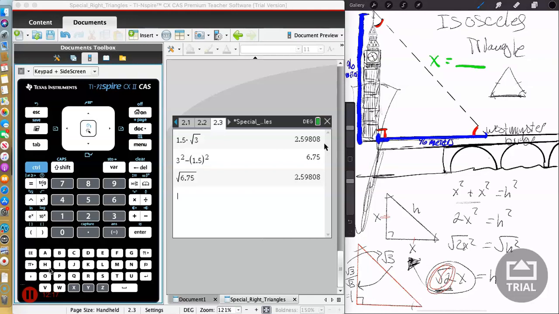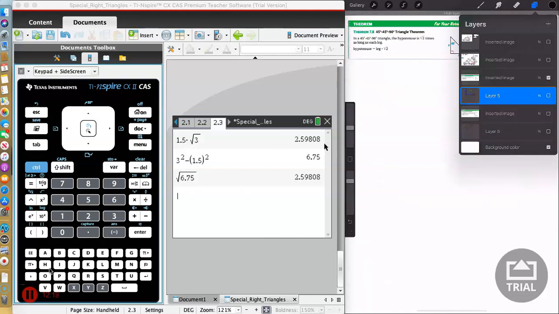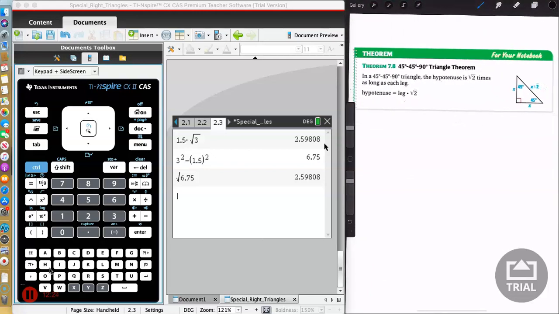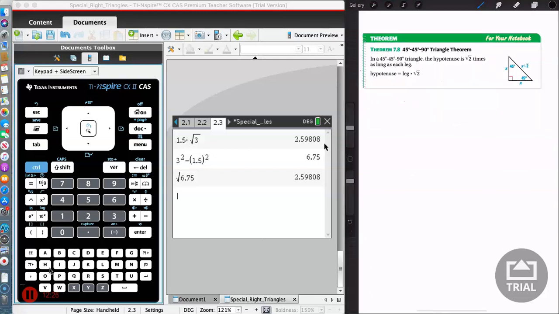We're going to go through a couple of examples, but real quick, let's make sure we've got something for our notes. So we have our notes here. The notes say, just to summarize again, in a 45, 45, 90 triangle, the hypotenuse is radical 2, or the square root of 2, times the length of either of the legs. Again, both legs are the same. It doesn't matter here. So the hypotenuse is equal to the leg times radical 2.